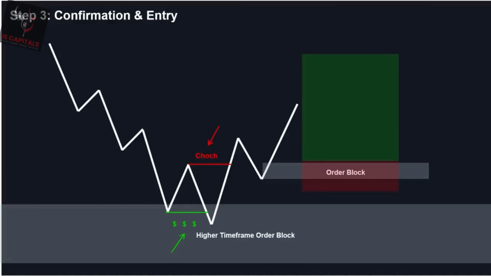For the first target, we make our trade break even by closing half our position when the price reaches our 1 to 2 risk to reward target. The next target will be the first important zone ahead of the price on the higher time frame.